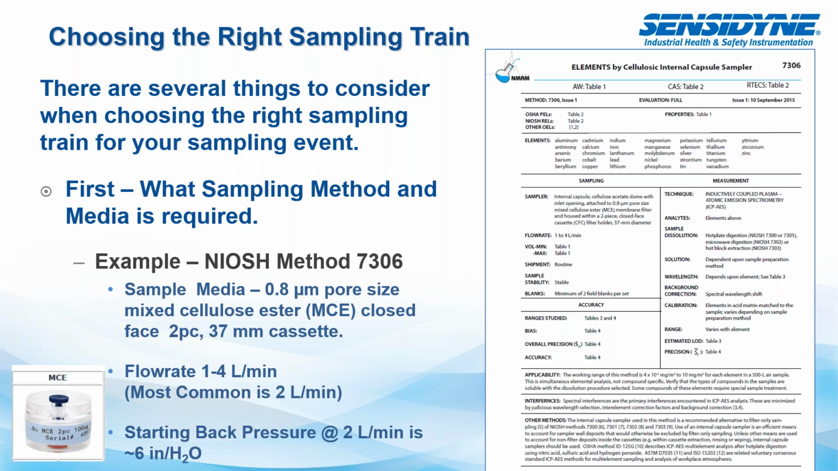Again, this method gave a flow rate range of 1 to 4 liters per minute. Most common usually is right around 2.5 liters per minute. But again, that's up to each individual industrial hygienist to see what's right for their particular sampling event. The reason why I picked this particular flow rate is I wanted to correlate it to a starting back pressure. And for using a 2-piece 37 millimeter 0.8 micron pore size cassette, the starting back pressure is approximately 6 inches of water.